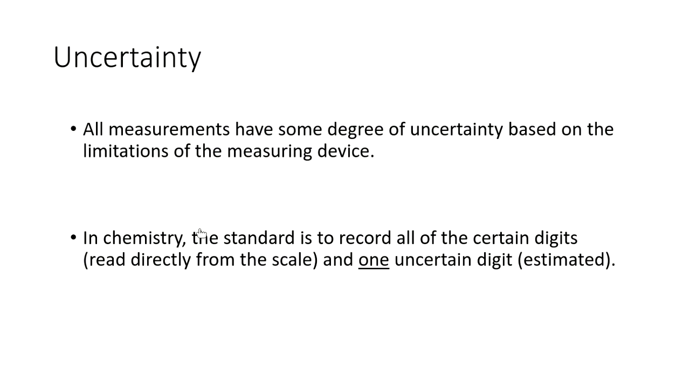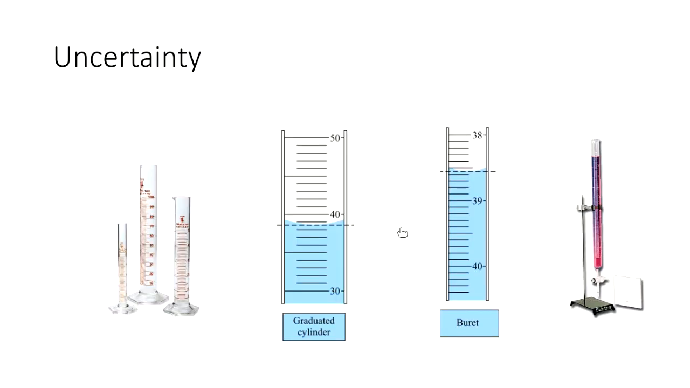So it says here, in chemistry the standard is to record all the certain digits read directly from the scale and one uncertain digit. By estimating one more digit, we are trying to decrease the degree of uncertainty. Let me explain this a little better. If we measure volume, these are two devices that are very commonly used in the lab.